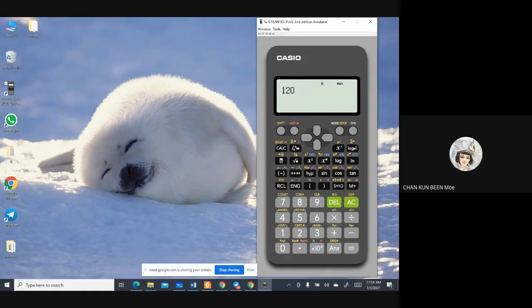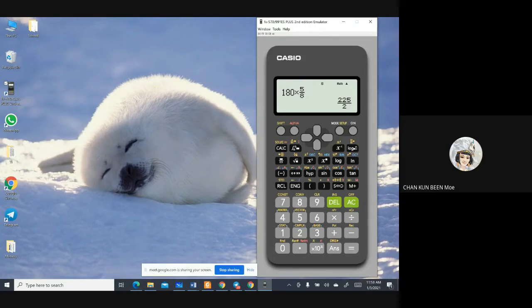120 multiply by 5, divide by 8. You can show it like this, 75 ringgit. Or you can press 120 multiply by the fraction. Can you see this fraction button? You press this, then you just press 5 on top. Use the bottom one going down to press the 8. Then you press the equal button.